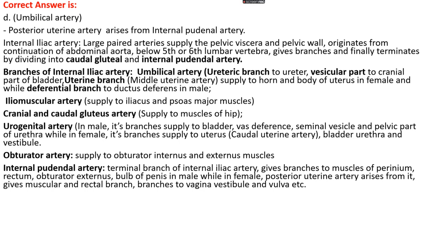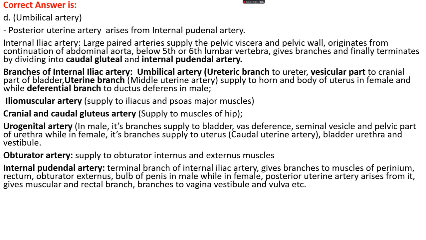And we can see there's the urogenital artery. In the male, its branches supply the bladder, vas deferens, seminal vesicles, and pelvic part of the urethra. While in the female, its branches mainly supply the uterus, that's the caudal uterine artery, bladder, urethra, and vestibule. Then the obturator artery, which supplies the obturator internus and externus muscles. Okay. And last is the internal pudendal artery, which is a terminal branch of the internal iliac artery.